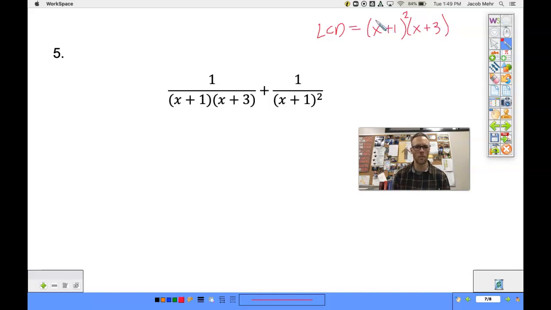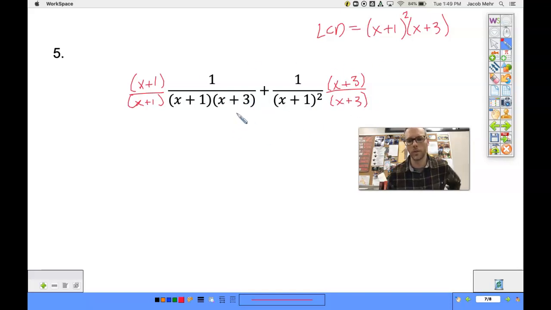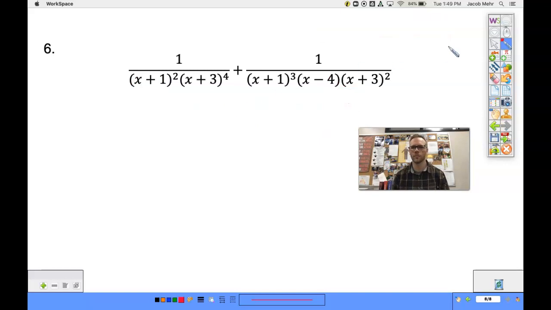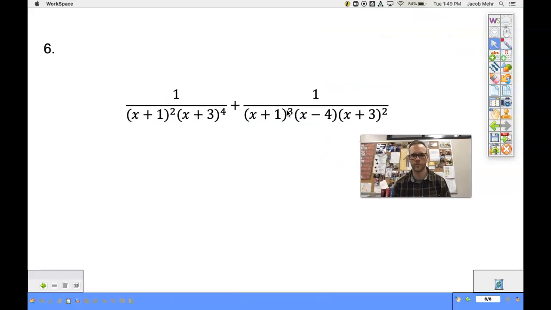So what does that mean for my multiplying? It means I need another x plus 1 down here. And on this side, I need the x plus 3s. So now we've got our common denominator, x plus 1 squared times x plus 3, and I can work with the numerators. All right, last one. All right, a lot going on here.